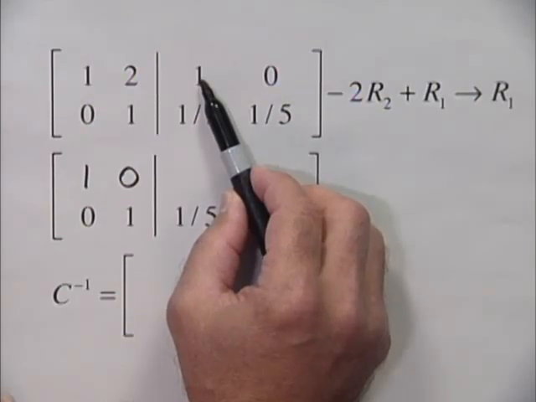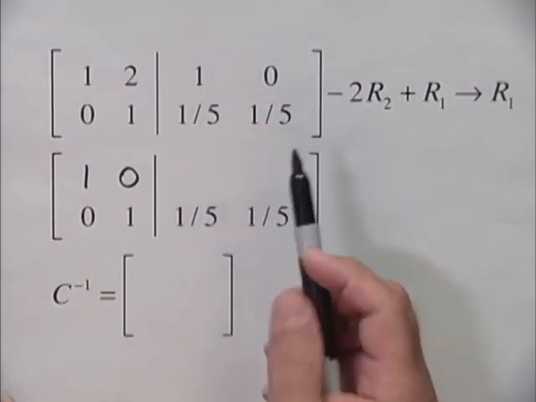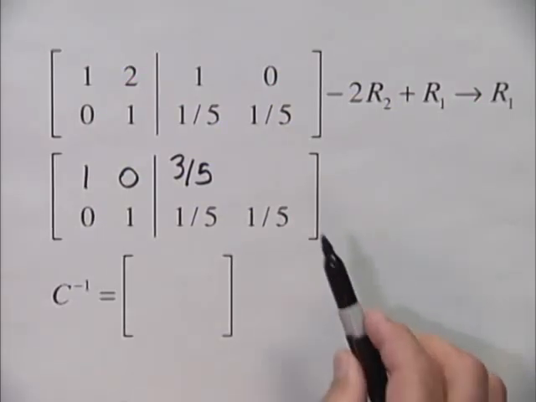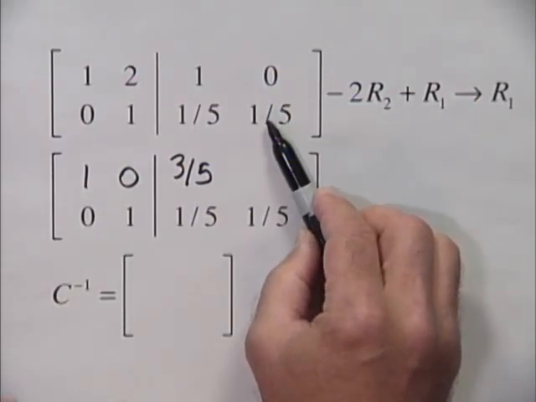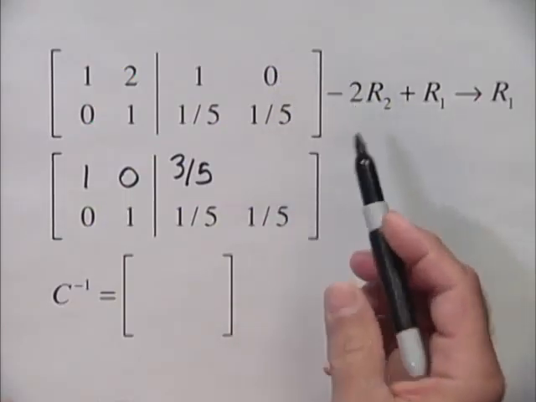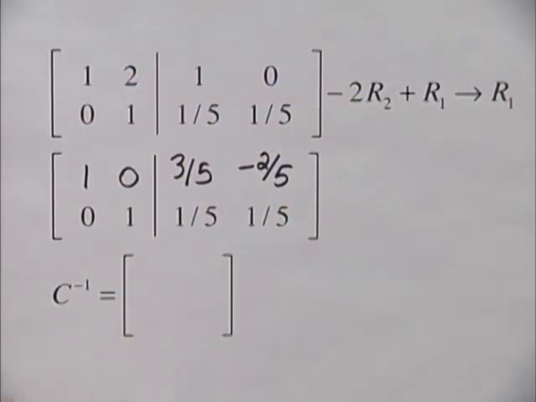We add that to 1, which, remember, 1 is 5/5. So negative 2/5 plus 5/5 is 3/5. Negative 2 times 1/5 is negative 2/5. Added to 0 is negative 2/5.